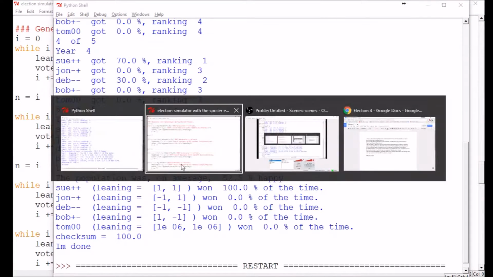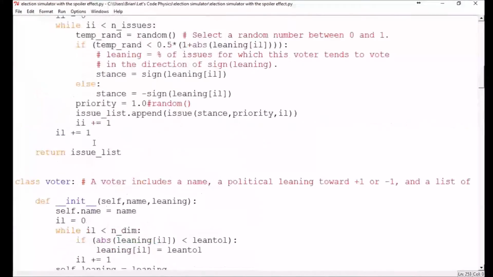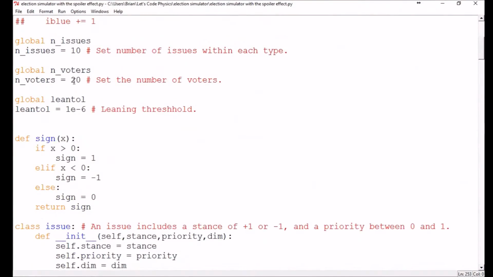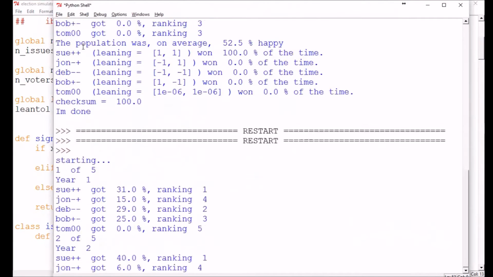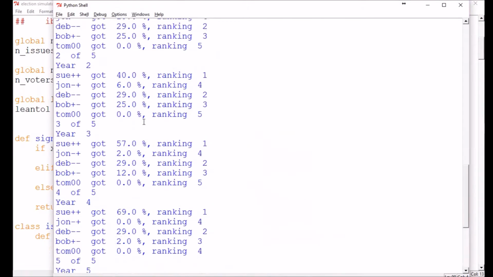Now that's a little bit arbitrary, or not arbitrary, artificial with 20 candidates. I think I meant to increase that, or 20 voters, excuse me. Let's change that to 100 voters, and let's see how our candidates fare in this population. Okay, numbers are a little bit different.